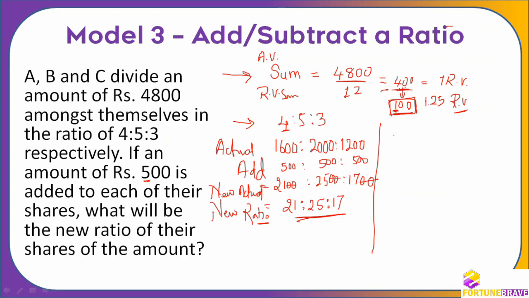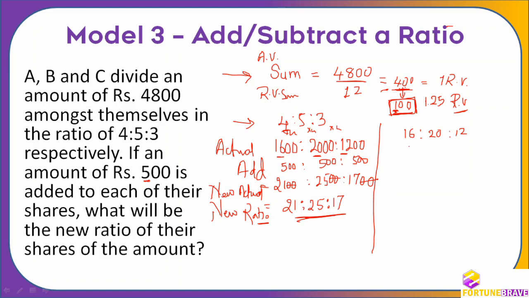Okay. So now see, I can make it 100. How do I make it 100? By changing the ratio. I can multiply it by 4. So you can multiply all of them by 4. So I'll get 16 is to 20 is to 12. Does it look like this only? It should look like the same thing.